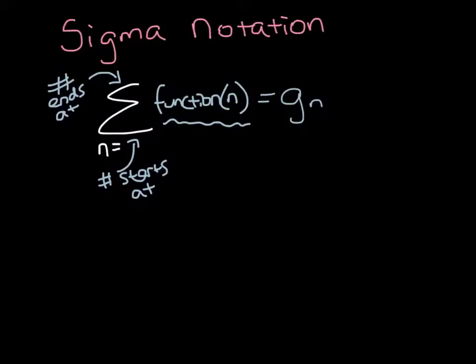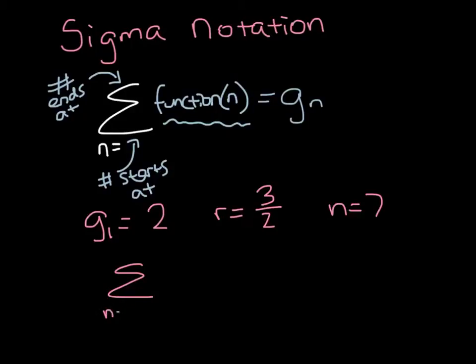So let's say, for example, we have a function described by something whose first term is 2 and whose ratio is 3 over 2. And we want to sum up the first 7 terms. Then we can write this in sigma notation as n equals, we're going to start at 1 and we want to go up to 7. And our function is g1 times r to the power of n minus 1.